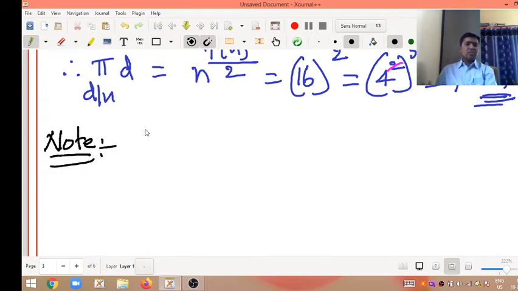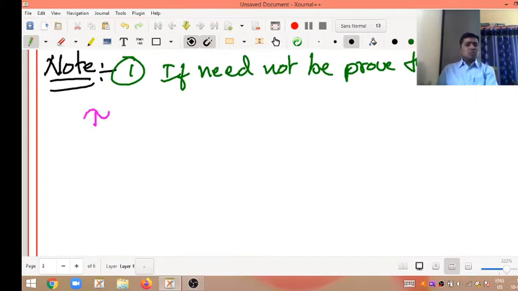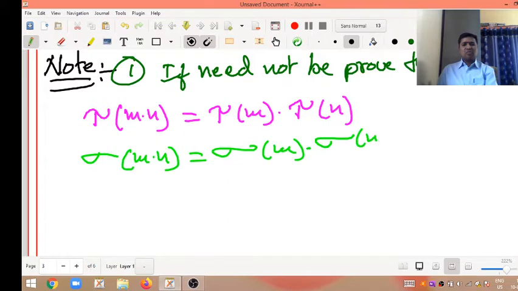Next note. Within the next note, first point, my dear friends: it need not be proved that tau of m into n is equal to tau of m into tau of n. Next, sigma of m into n is equal to sigma of m into sigma of n, my dear friends.